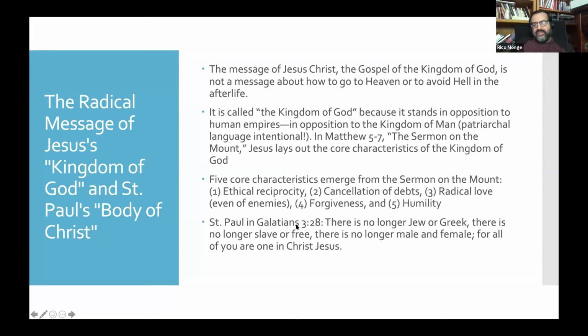And finally, St. Paul in Galatians 3:28 says, there's no longer Jew or Greek, slave or free, male or female. You are all one in Christ Jesus. And many theologians have pointed out, this is supposed to explode racism, classism, and sexism. And yet somehow, once Christianity gets merged with empire, these things all got lost.